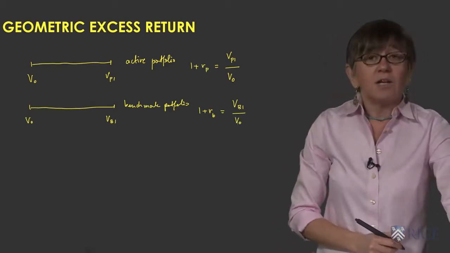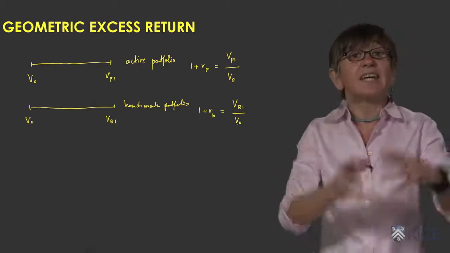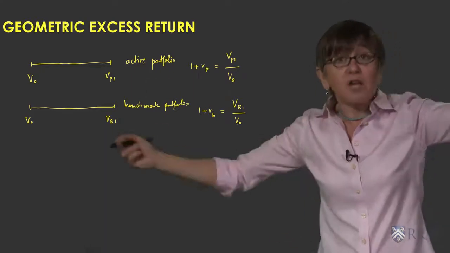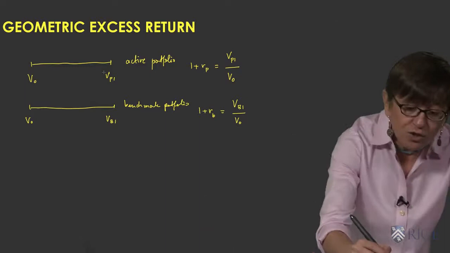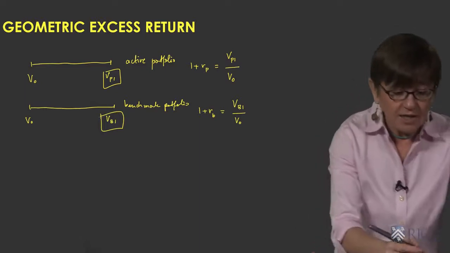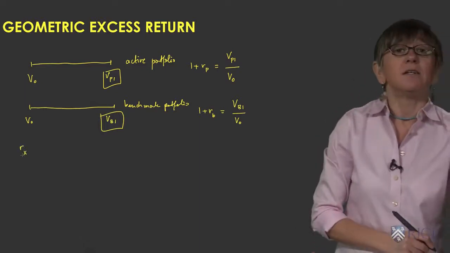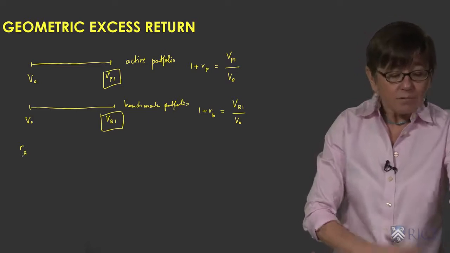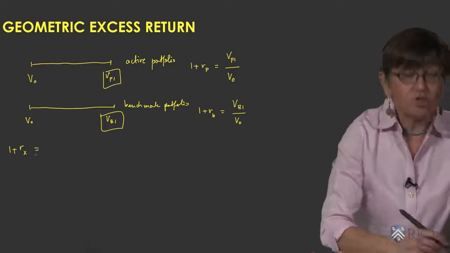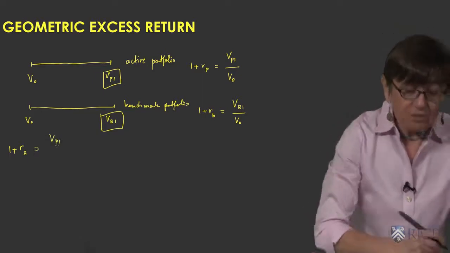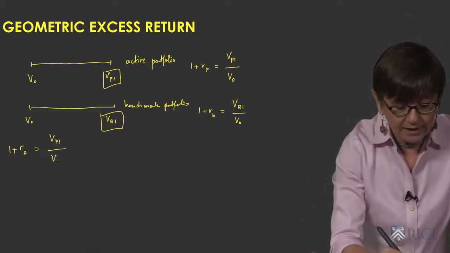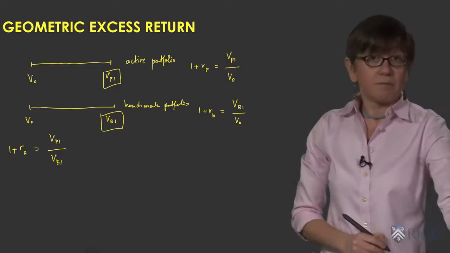Okay? Now, remember from last lecture that we defined the compound excess return in terms of the ending values of the active and the benchmark portfolio. In particular, we use the ratio of the ending values. So now we can do the same here. Let's let Rx be the compound excess return. So now we can write 1 plus Rx equal to the ratio of the ending value of the portfolio return and the ending value of the benchmark return.